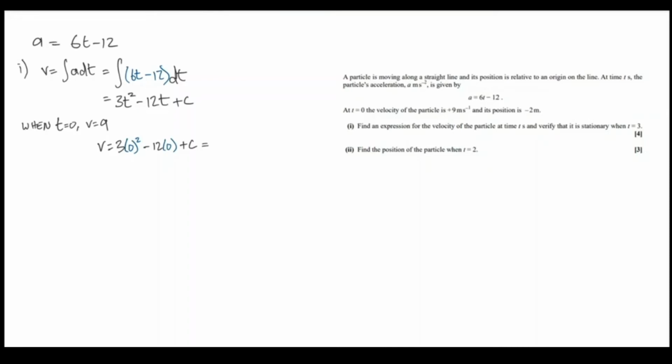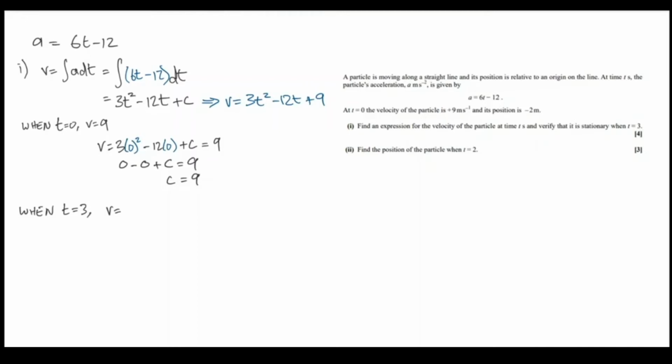Now we need to verify that it's stationary when t equals 3. We're going to substitute 3. We need to think what result we are expecting to demonstrate it's stationary. Velocity is a variable that tells you the direction and the speed that the particle is moving. So we want its speed to be 0. We want its velocity to be 0. We're expecting all the terms of this expression to cancel out and leave us with 0. Let's check and see what happens.